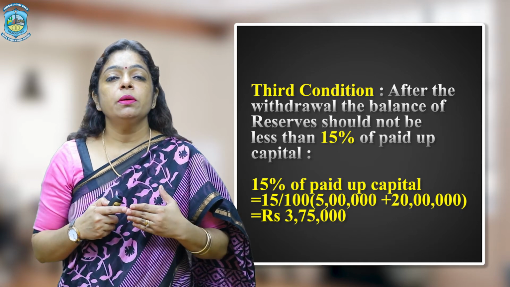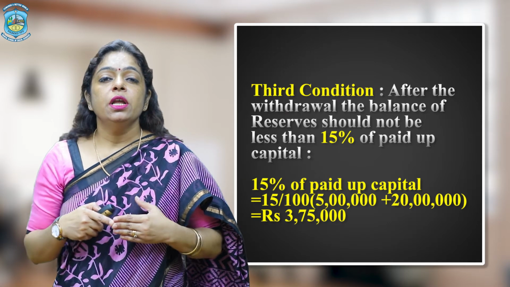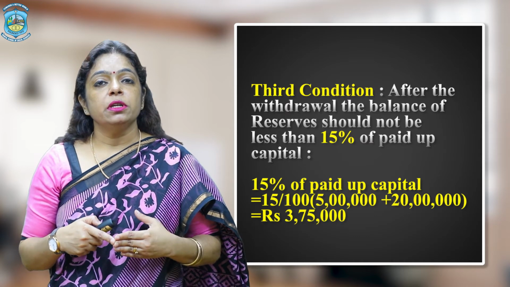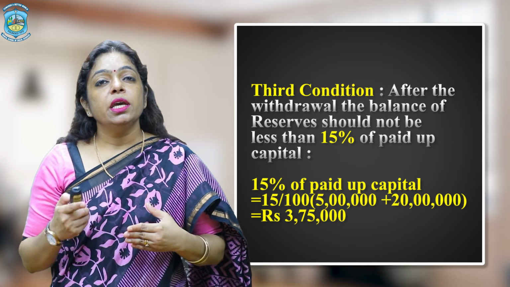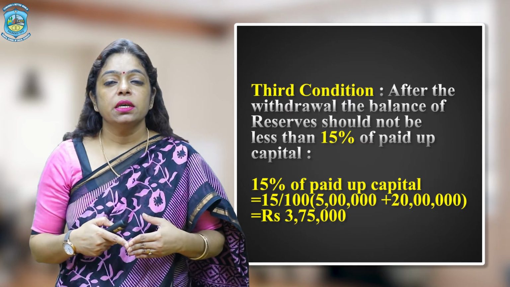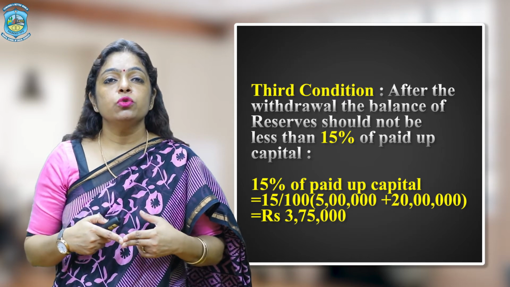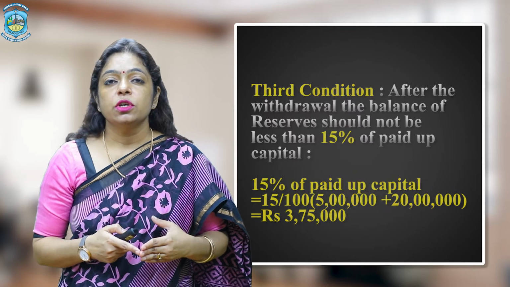The third condition: after the withdrawal, the balance of the reserves should not be less than 15% of the paid up capital. So what is 15% of the paid up capital? It is 15 upon 100 multiplied by equity and preference, 5 lakhs plus 20 lakhs. So 15% of the two together is rupees 3,75,000. So the minimum balance should be this much, and beyond that any amount can be withdrawn.